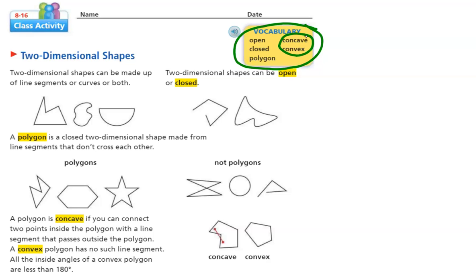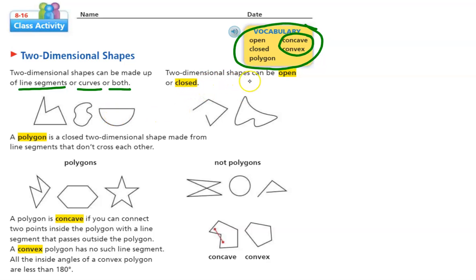So basically, in your two-dimensional shapes, they're telling you that they can be made up of line segments or curves or both. So in order to have a two-dimensional shape, it can be line segments, which are very strict, like a line, or it can be really curved lines like that, or it can be a little mixture of both.